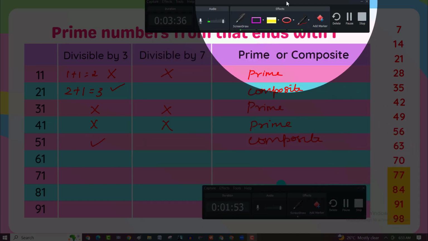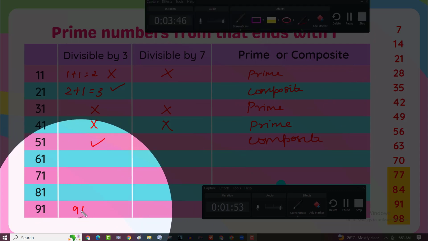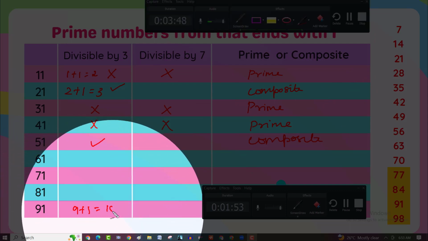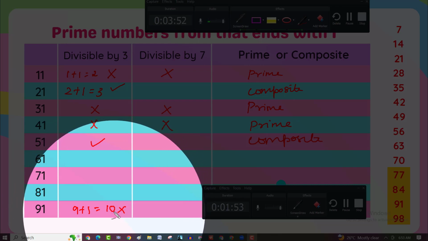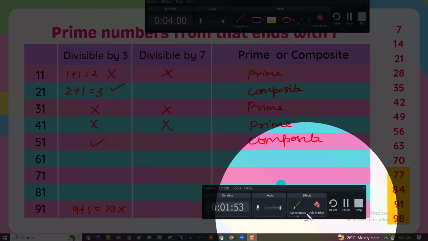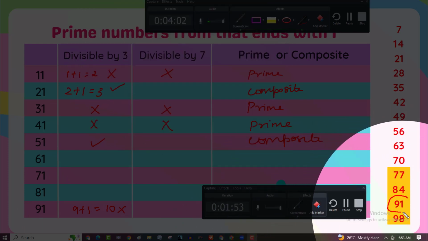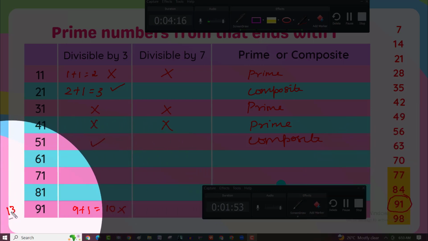Yes, you just check this number 91. 91, 9 plus 1. Yes, it is 10. So it is not divisible by 3, but what most of the students will do is they will check only divisibility of 3 and they will write it as a prime. But you have to check divisibility by 7. You just see here in 7th table we are getting 91. Actually this 91 is 13 into 7. Product of two prime numbers.